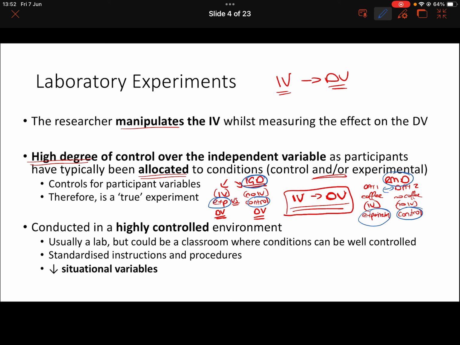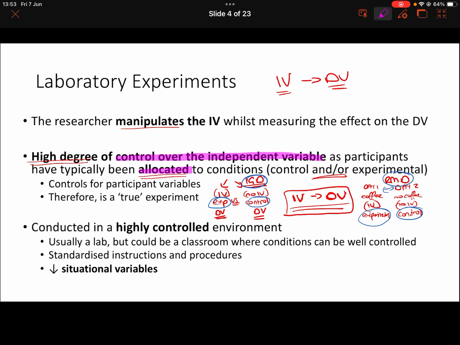For now, we're not going to get too hung up on that. All we need to know for a lab experiment here is that there is a high degree of control over the independent variable because the researcher has manipulated their conditions by allocating participants to those conditions.